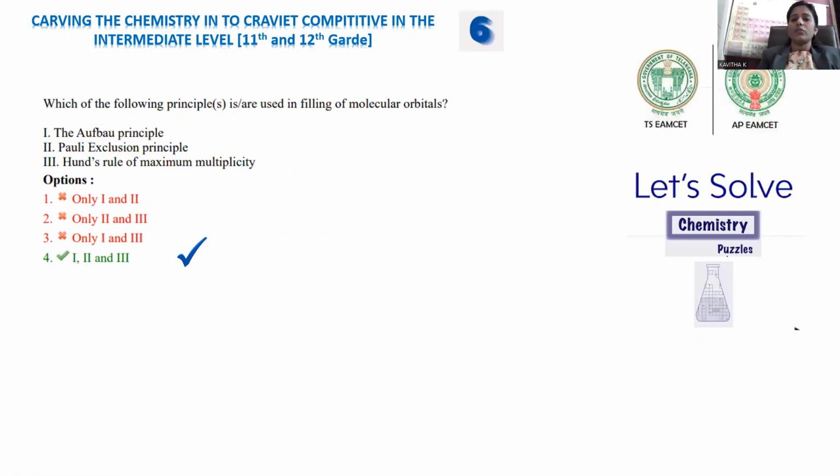Move on to question number 6. It is a question provided with multiple options. We have to find out which is the correct one. Which of the following are principles used in the filling of molecular orbitals? In order to fill the molecular orbitals, what kind of principles are followed? One is the Aufbau principle, second is Pauli's exclusion principle, and third is Hund's rule of maximum multiplicity. These are provided, which are required in order to fill the electrons in the molecular orbitals. Let's see. The correct answer will be 1, 2, 3. All three are required.